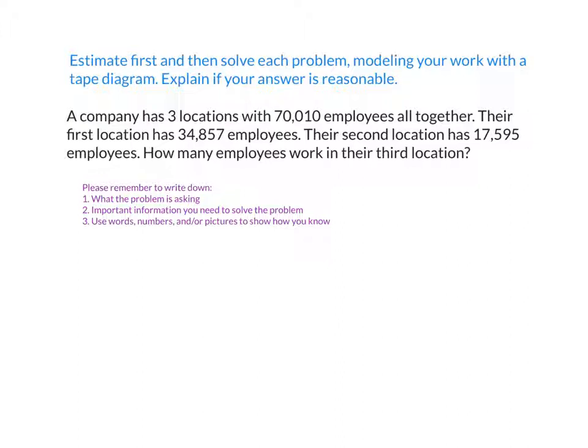What is the question asking us to figure out? Kaship? How many employees will work in the third? Very good. If we want to find out how many employees are in the third location, Ayelet, what important information do we need? Altogether, yep, there's 70,000. 34, good. Very good. Very nice.